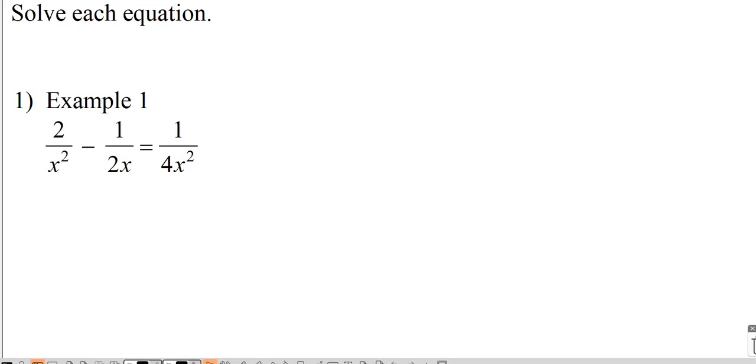We'll start off with our first one there. Go ahead and write down example 1, please. Okay. So let's go ahead and do what we've been doing, and let's start by rewriting the problem here so we can see the original before we start messing with it.